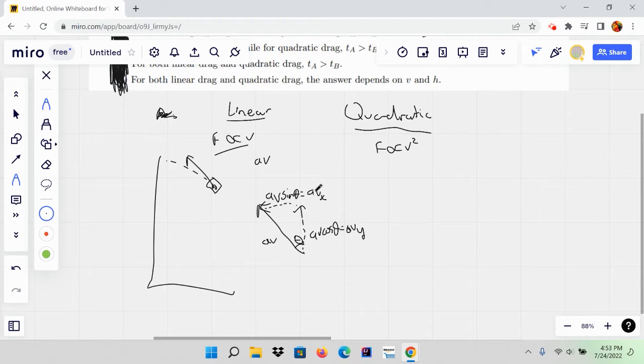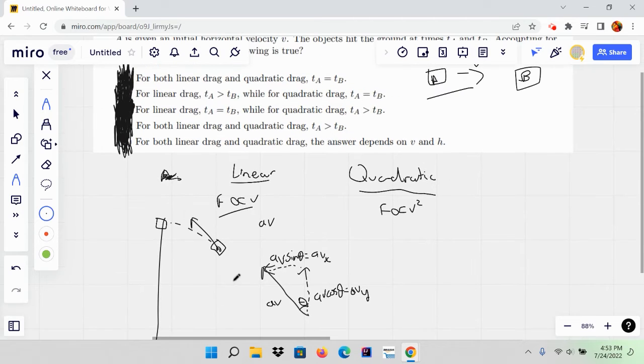And so as a result, since your horizontal part doesn't matter at all, this means that if you were to drop a block from the same height, with no initial horizontal velocity, it's going to reach the ground at the same time, because your horizontal part doesn't affect your vertical part. And the only part affecting the time is your vertical component. So we can cross out B, D, and E because TA has to equal TB for linear.